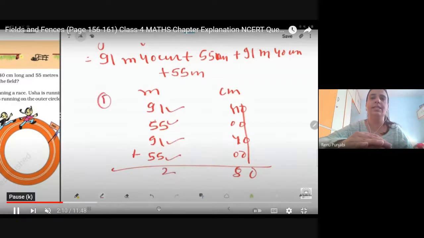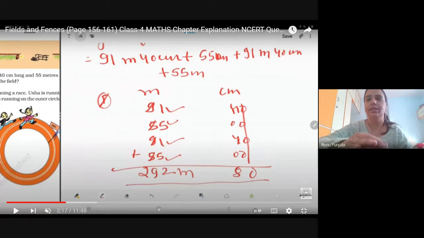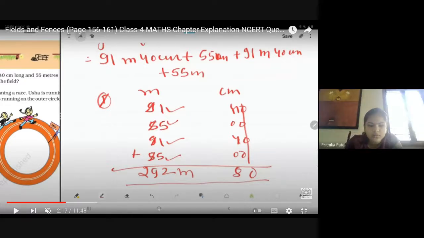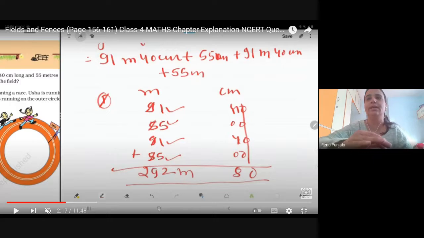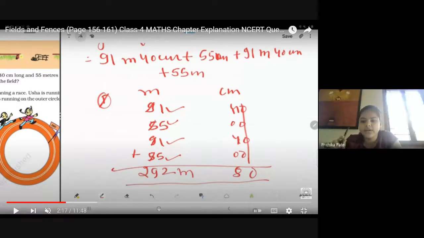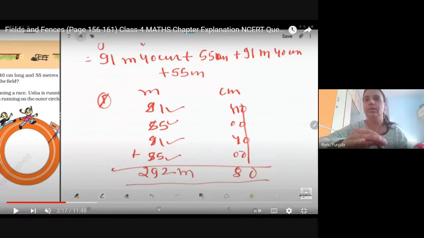Pritika, I think, has written the answer. Let's check whether her answer is correct or not. Am I audible to you all? Yes, ma'am. Pritika, just check your answer. Is your answer the same? 290, because I think you have written in the chat box. 282. 292. Shivani, it should be 292. I have written 282. Just check whether you did the add and multiply.